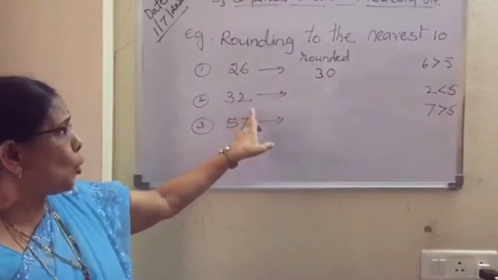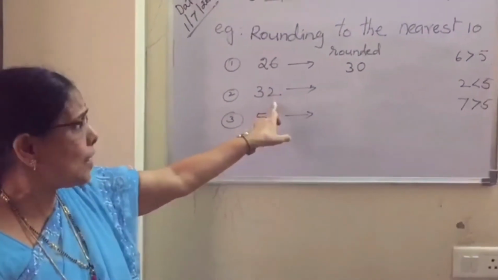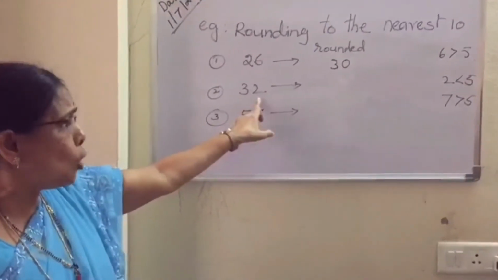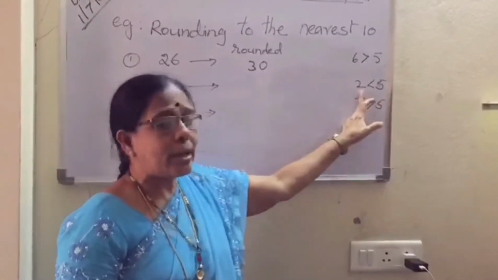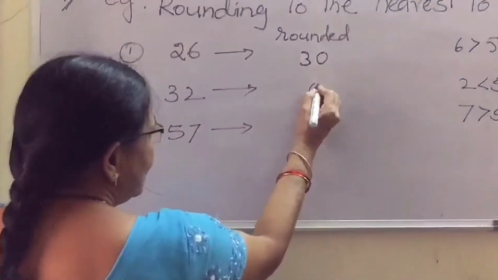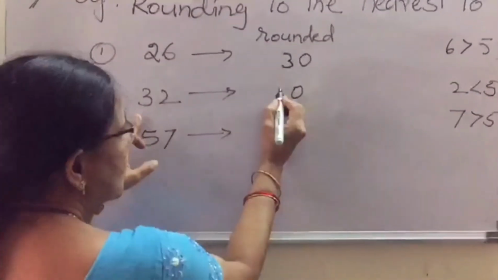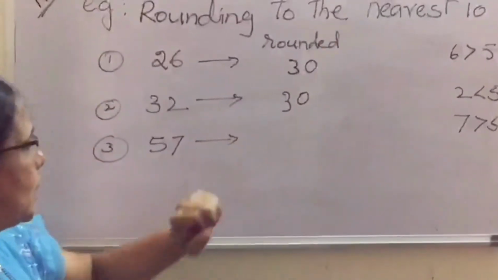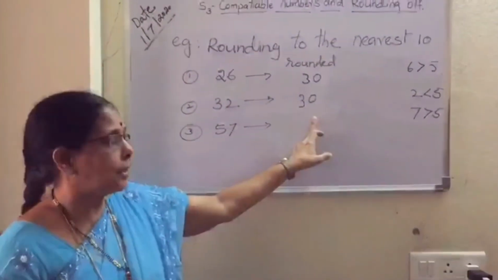Now 32. We are rounding this number. Again we have to check the one's place. 2 is less than 5 or greater than 5? So 2 is less than 5. So 0, and if it is less than 5, this number will have no change. So again 30. So 32 is rounded to 30.